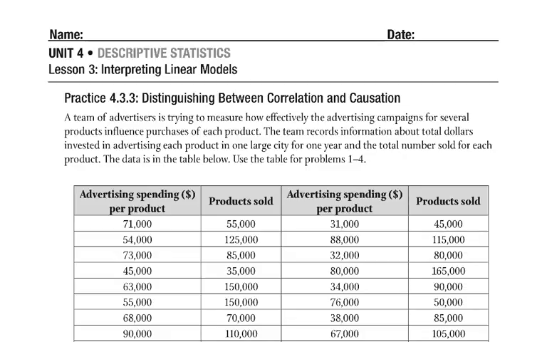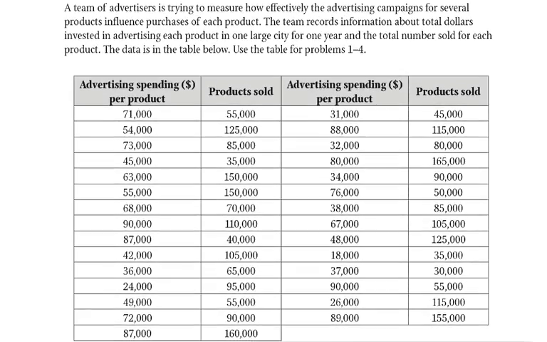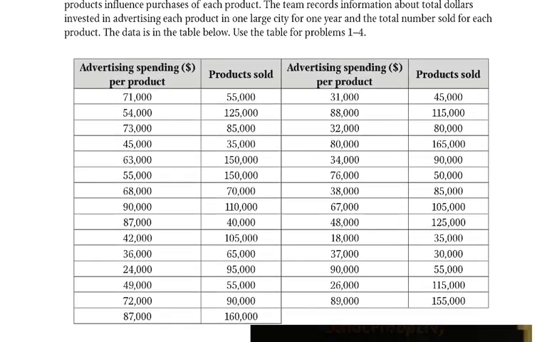All right, Math 1, Practice 4.3.3, distinguishing between correlation and causation. Remember, as we take this table, like this one with advertising spending per product and products sold, we're trying to find, is there a cause? Basically, the more we spend here, is that going to relate to more products sold?